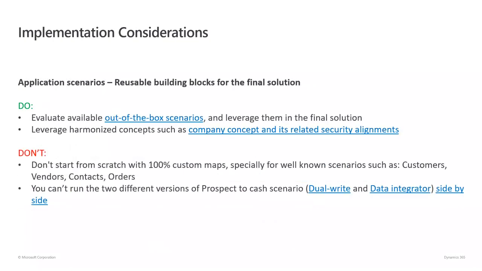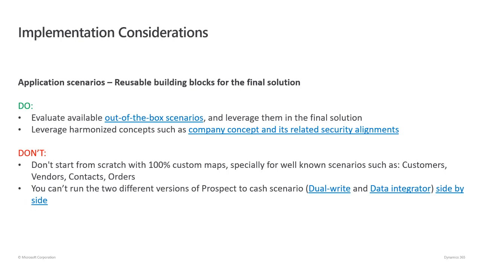Now, when it comes to the application scenarios, we have shipped lots of out-of-the-box integration scenarios. I think at the time of GA, we shipped 66 plus out-of-the-box entity maps, and we have just got started. We are even investing more there. So the advice is, if you have a high degree of fit between what we have shipped out of the box and the customer requirements, then you can use all these entity maps as the final solution. If there are gaps, then at least plan for reusing what we shipped as building blocks for the final solution. So our recommendation is to evaluate the available out-of-the-box scenarios.